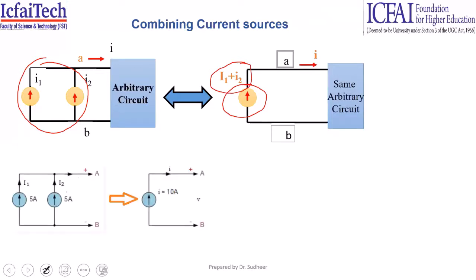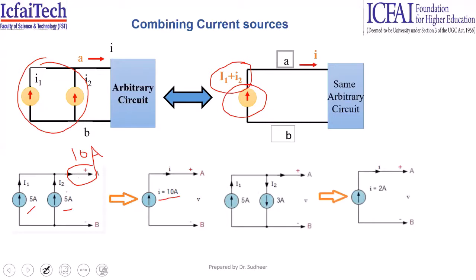Let us analyze a 5 amps current source connected in parallel with another 5 amps current source. This sort of connection will help whenever the load requires 10 amperes, but your current source can give only 5 amperes. So I'll bring one more 5 ampere current source so that I can get a total of 10 amperes to the load. So 5 plus 5, we can replace this with one current source of 10 amperes.